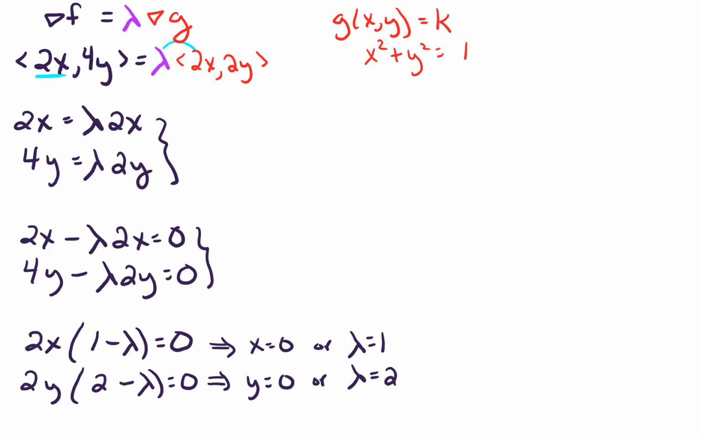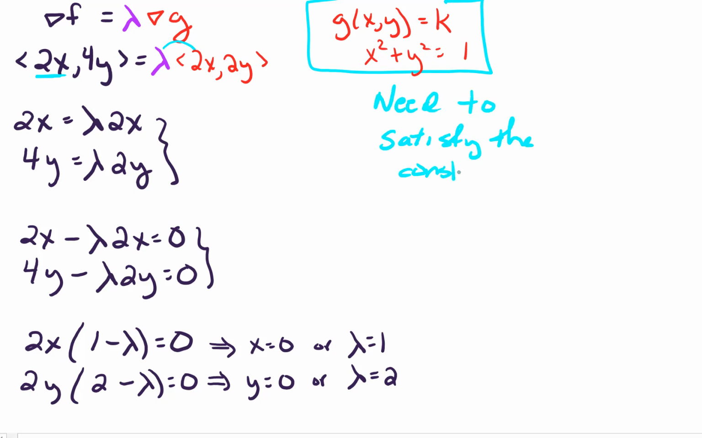We now need to work with our constraint to make sure whatever values of x and y and lambda we're picking, that they satisfy the constraint. Okay, so let's make a note of that. We need to satisfy it. Okay, so let's think this through a little bit. We'll have a few cases here.